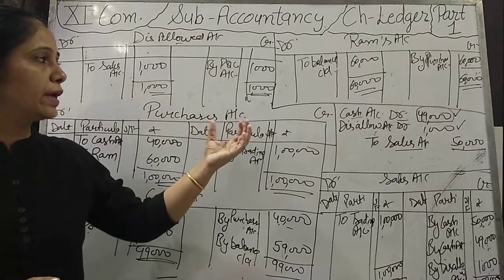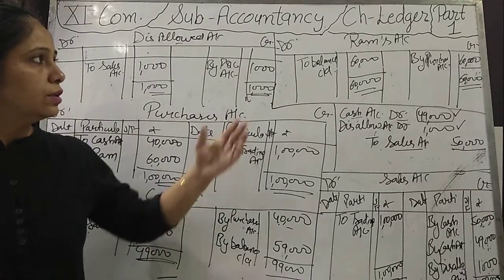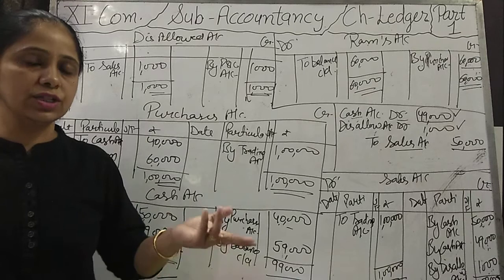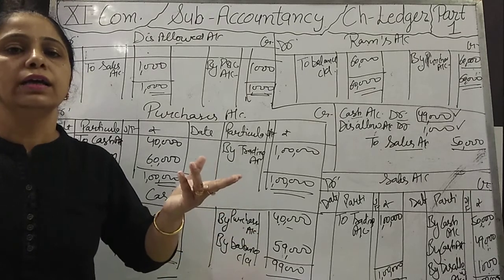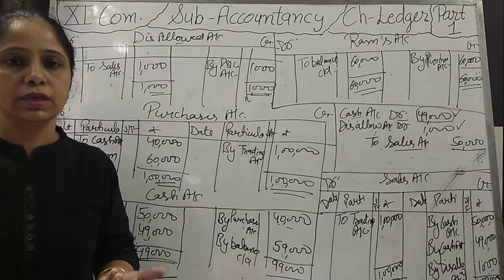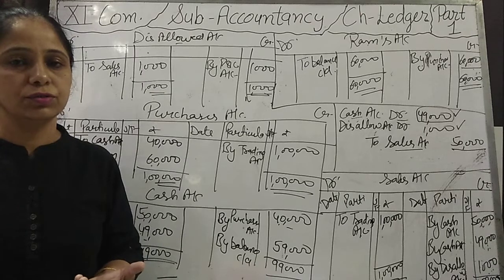So this is all about how we prepare accounts from journal to ledger. Okay, in the next video lecture, if we are using subsidiary books, then how we will make the accounts from different subsidiary books. Okay, thank you, have a nice day.